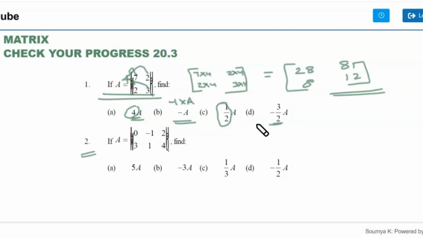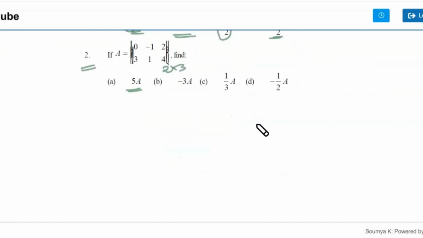Next, second question asks for another matrix, and the order of the matrix is 2 by 3, 2 rows and 3 columns. That is why it is 2 by 3 matrix. Now again we have to do scalar multiplication. Similarly, same as your first question, you have to solve it by multiplying to each and every element of your given matrix. We can solve one question. Let it be 1 by 3A. Third question we can solve.